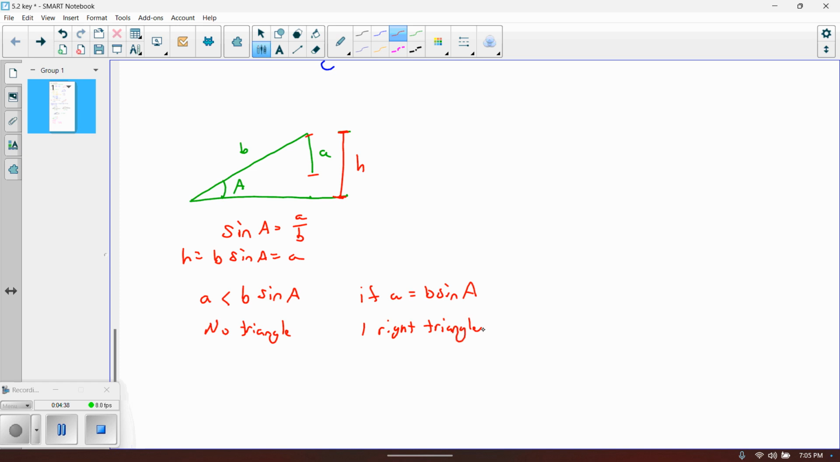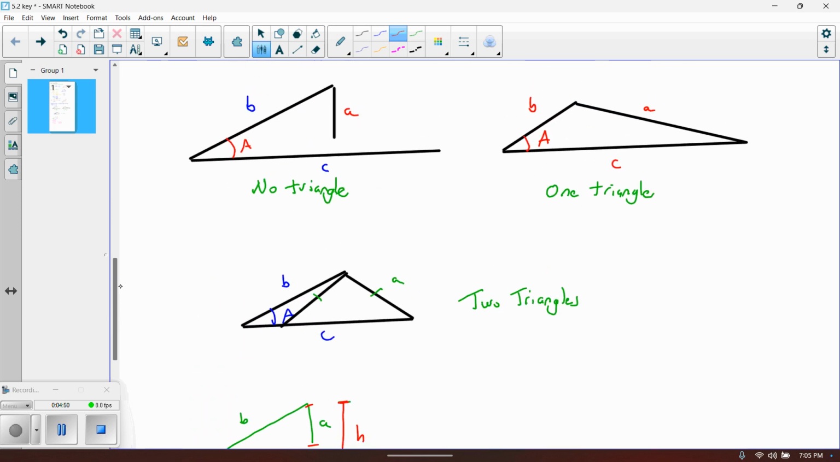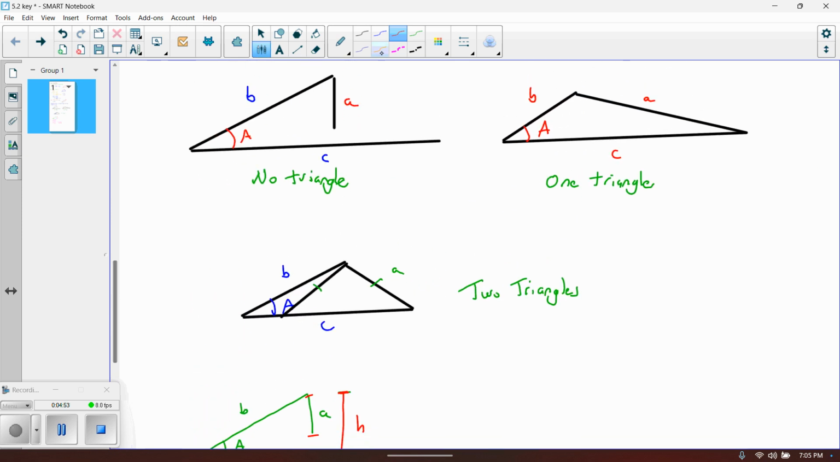Then the other possibilities are where we had the ambiguous case. Sorry, we've got two other possibilities, because this is all really part of the same thing here. We could have one triangle like we have up here, and I was very careful to draw it this way. What you should notice is that in order to have exactly one triangle, this a value has to be greater than or equal to that b value. If that's the case, you will have one triangle. So up here, if a is greater than or equal to b, you will have one triangle.